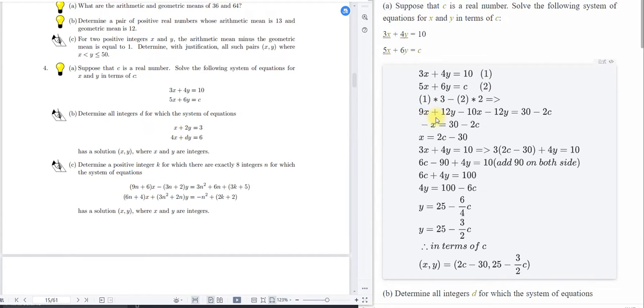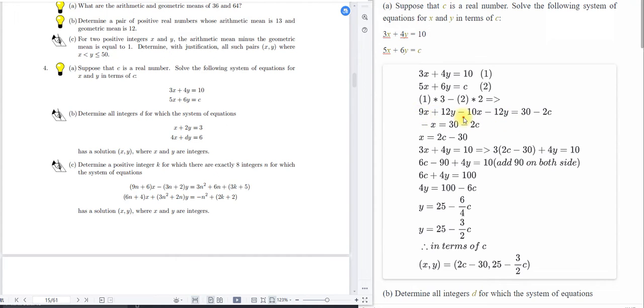It's 9x plus 12y. Minus, times equation 2 by 2, it's 2 times 5x, it's 10x, 2 times 6y, it's 12y, and 3 times 10 is 30, 2 times c, it's minus 2c. Now this y, positive 12, negative 12, they're gone.